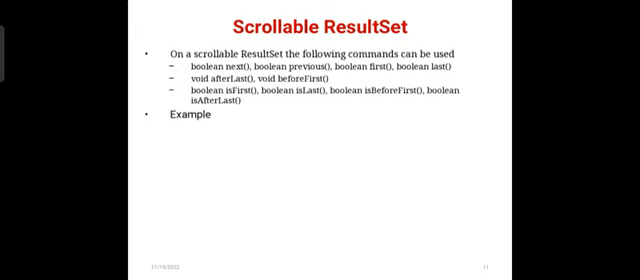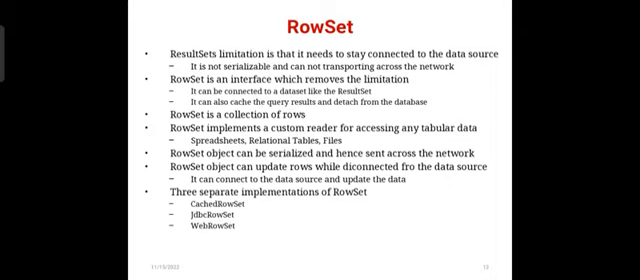Scrollable result set. The following commands can be used: boolean next, boolean previous, boolean first. From that we can retrieve the data from the first to last. For example, we have records up to 200 or 2000. If you want to go to the first record, we use these functions like boolean next, boolean previous, boolean first. That's why we are using these functions and commands. RowSet.